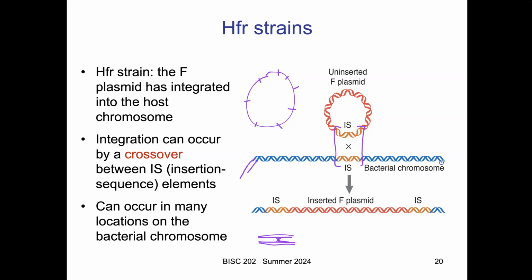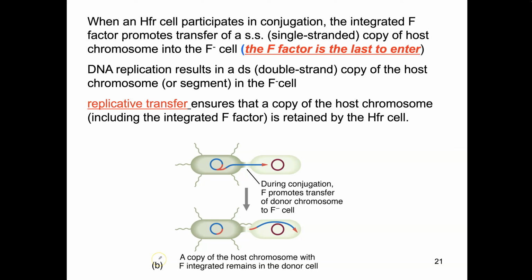This is not a linear DNA. Let's just show that it's part of a circle, right? So this is going to curve around at some point, but it's a circle that now there are two copies of that IS sequence, and you've got your plasmid inserted in between. And then when the HFR cell takes part in a conjugation, now instead of just the plasmid being transferred, the bacterial chromosome gets transferred.